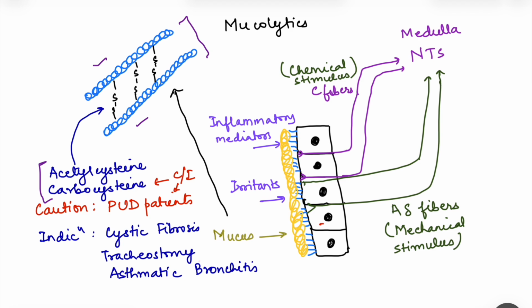So when can these drugs be used? Well, in patients in whom mucus consistency is thick, for example, in case of cystic fibrosis, in tracheostomy patients and asthmatic bronchitis. But remember, you have to have caution in peptic ulcer disease patients because these drugs, acetylcysteine and carbocysteine, can breach the gastric mucosal barrier. In fact, carbocysteine is contraindicated in peptic ulcer disease patients. Okay, so that is acetylcysteine and carbocysteine.